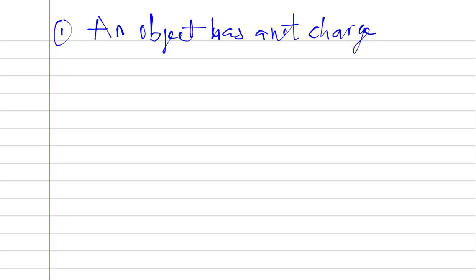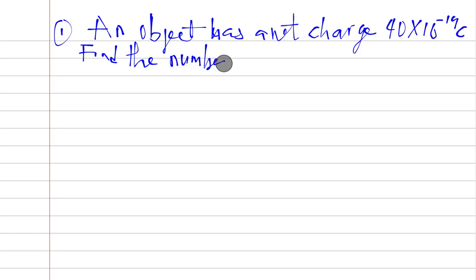So an object has a net charge of 40 times 10 to the power minus 19 coulombs. Find the number of charges. So you find the number of charges here, and also confirm that when you get the number of charges, then multiply it, you should get your 40 back. Do you understand? Just like this.